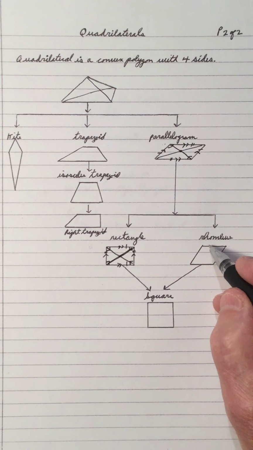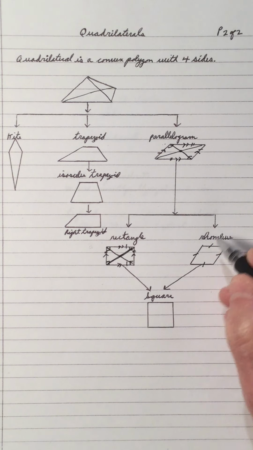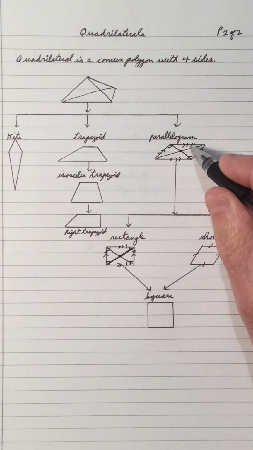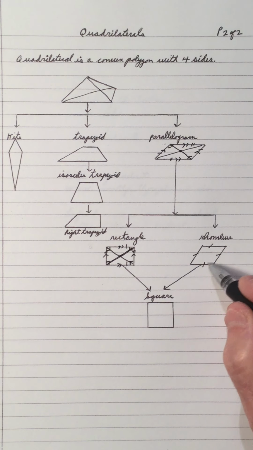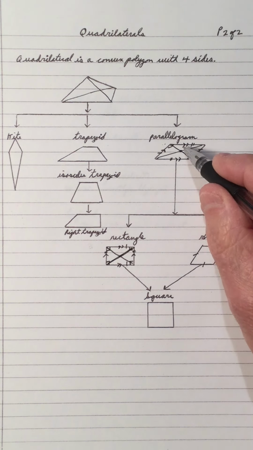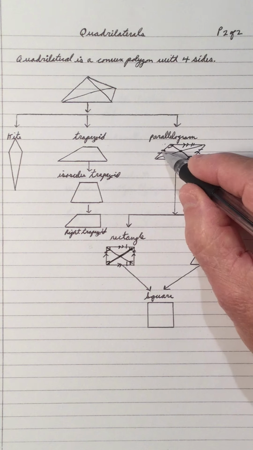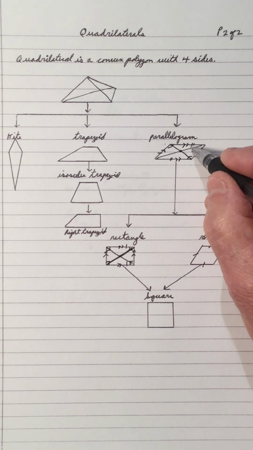And let's move on. A rhombus. A rhombus has four sides equal. So a rhombus is a parallelogram where, in a parallelogram, the opposite sides are equal, but in a rhombus, all the sides are equal. So a parallelogram with two adjacent sides equal makes a rhombus. Because if the two adjacent sides are equal and the opposite sides are equal, then they're all equal.